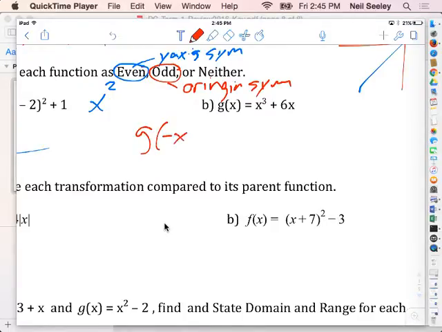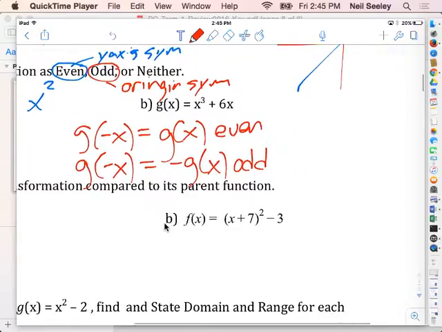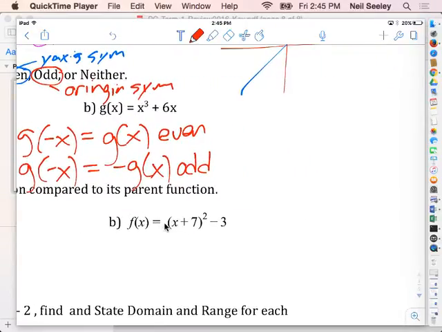Negative x goes in. If you get the same thing out, it's even. If you put negative x in and you get the opposite out, it's odd. It's the algebraic test in case your eyes are not able to determine odd and even just looking at it. It happens. So if I were to graph this one, it's actually pretty easy to tell. It looks kind of odd, but let's do the test on it.